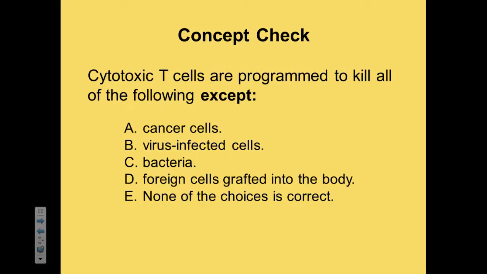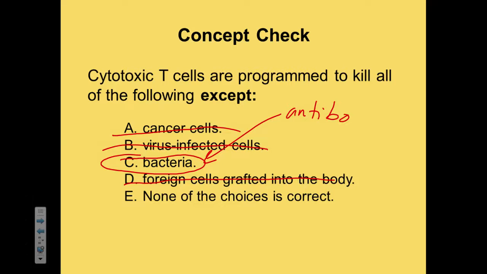Cytotoxic T cells can destroy cancerous cells, they can destroy virus-infected cells, and they can destroy foreign cells that are grafted into the body, but they do not destroy bacteria. Bacteria are primarily going to be eliminated when antibodies from plasma cells bind to those bacteria, and then that bacterium covered in antibodies is phagocytized by some of our phagocytotically active cells, such as the macrophage or the neutrophils.